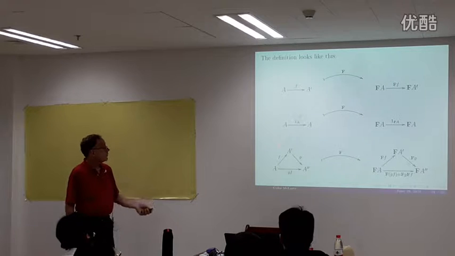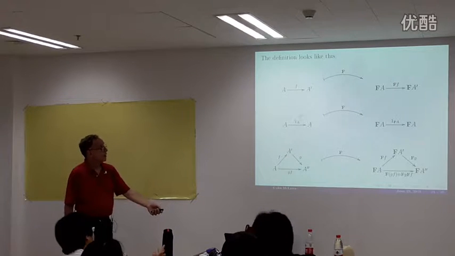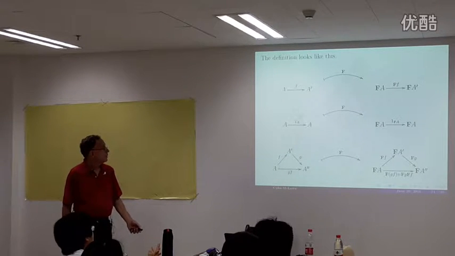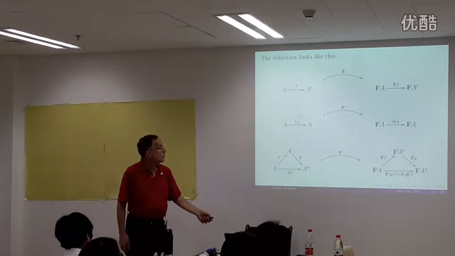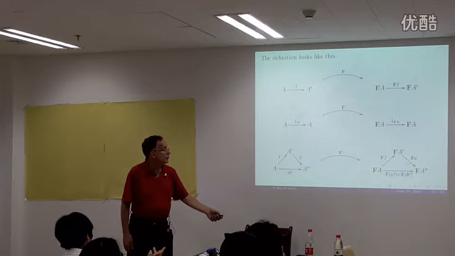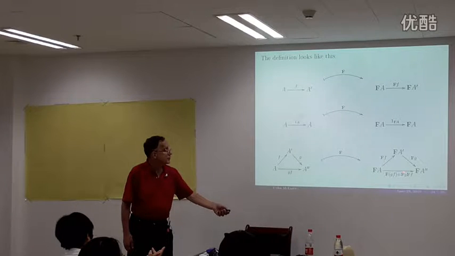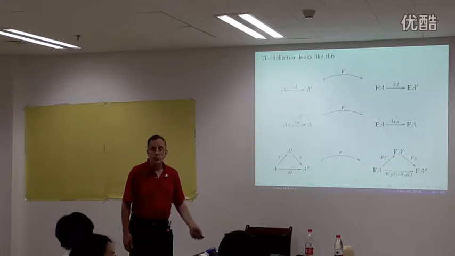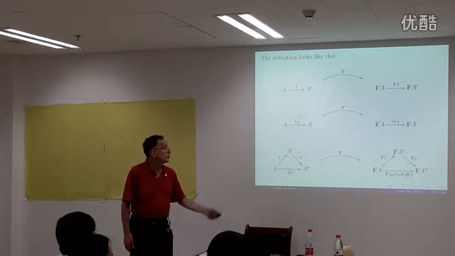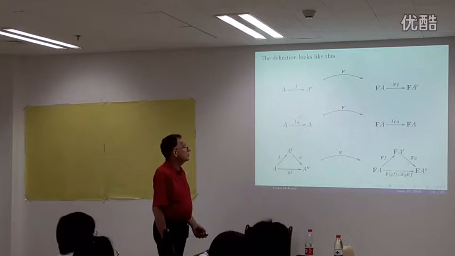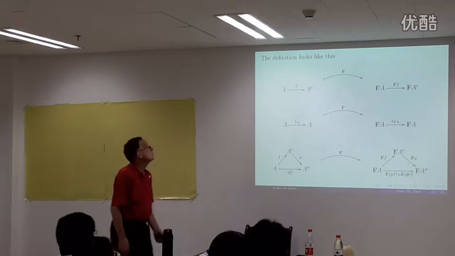And it takes composites to composites. When I draw this triangle, I'm telling you that this is the composite of those two. When I draw this arrow, I'm telling you that's f of this composite. Applying the functor to the composite gives the composite of the functors.